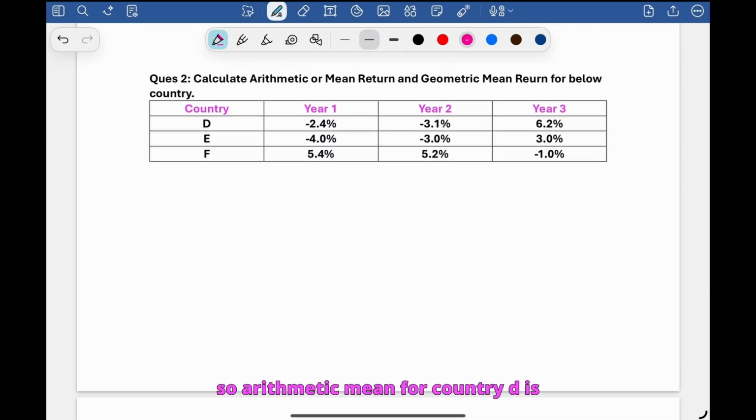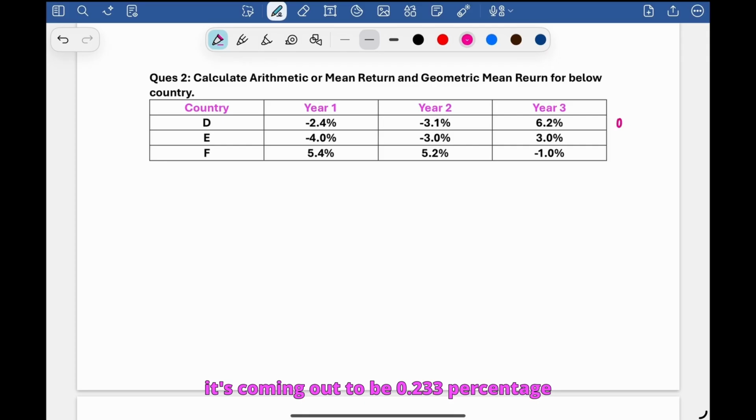The arithmetic mean for country D: in your calculator, I would suggest add this up, minus 2.4, then minus 3.1, then plus 6.2, divided by 3. So the arithmetic mean, in percentage, is coming out to be 0.238 percent.